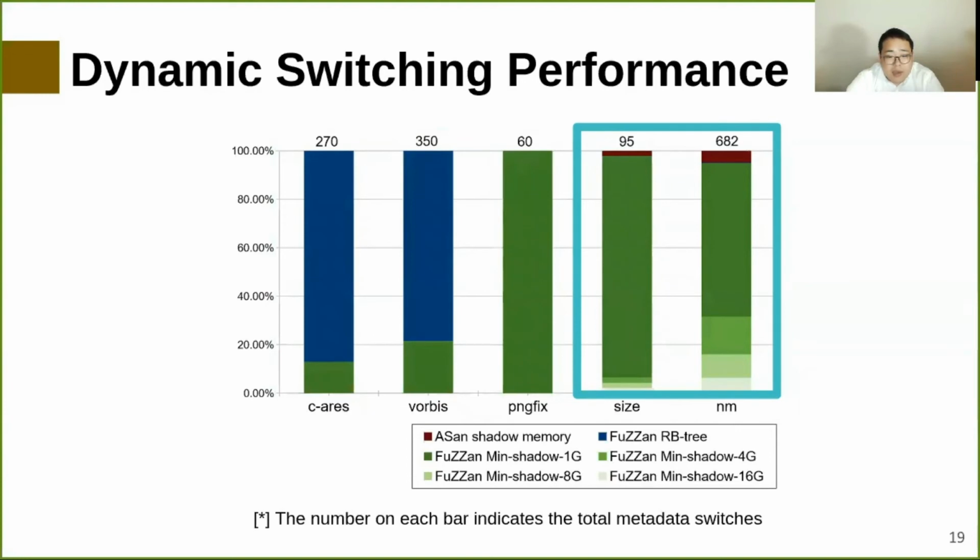Second, dynamic switching mode scales alongside the required memory of allocations, as evidenced by size or NM applications switching to different min shadow modes without the user intervention.